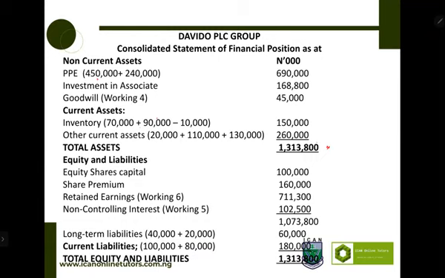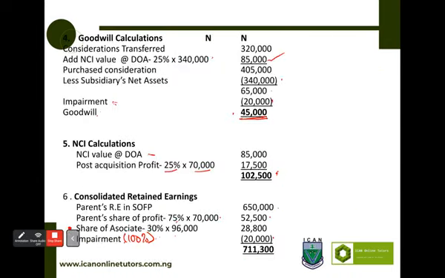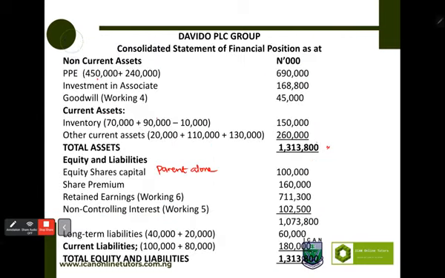When you total it, your total asset gives us 1,313,800. Then go to equity shares. Equity shares, this is parent company alone. Share premium, parent alone. Retained earnings, your working note 6. If you check your retained earnings at working note 6, you can see 711,300. Non-controlling interest, NCI, that you've calculated in your working note 5, 102,500. Is that taken? Then your long-term liability, your current liability, and your account balance as usual.